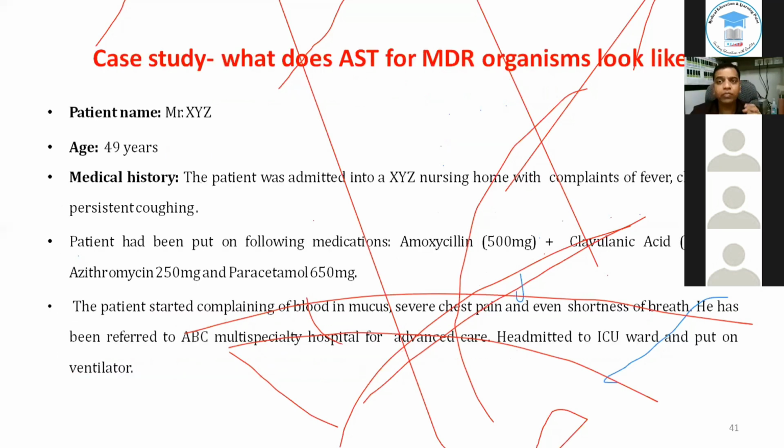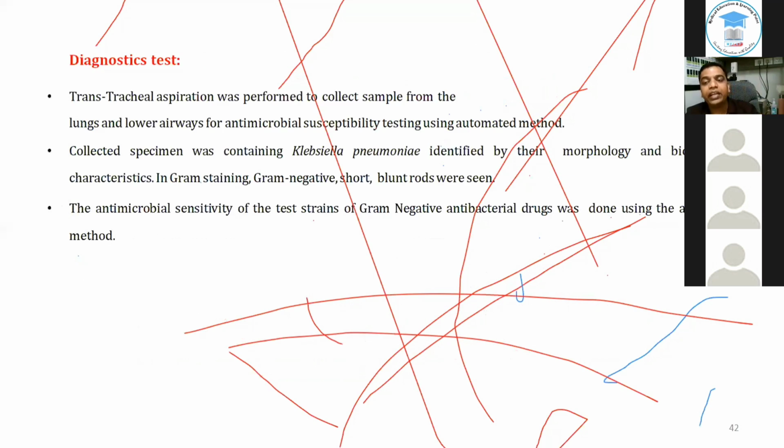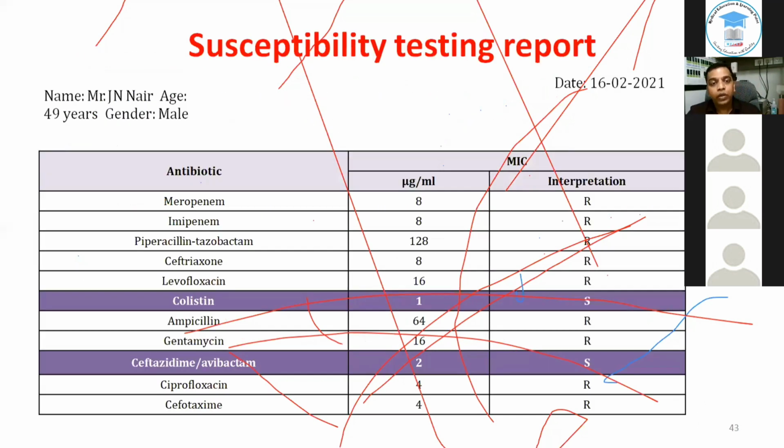Now let us see some case examples. Patient XYZ was admitted to a nursing home, and was put on amoxicillin, chlorhexidine, azithromycin. However, the patient developed blood in mucus and shortness of breath, was admitted to hospital, and ET secretions yielded Klebsiella pneumoniae. The sensitivity pattern of the Klebsiella pneumoniae was as follows. Only colistin was sensitive and cephalosporin ivermectin was sensitive, while other drugs were resistant, like imipenem, meropenem, cephalosporin and others. Now, which drug will you choose for this particular culture report?